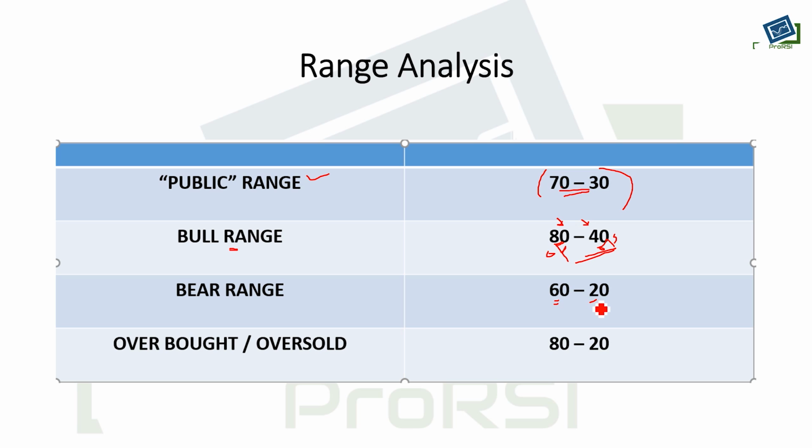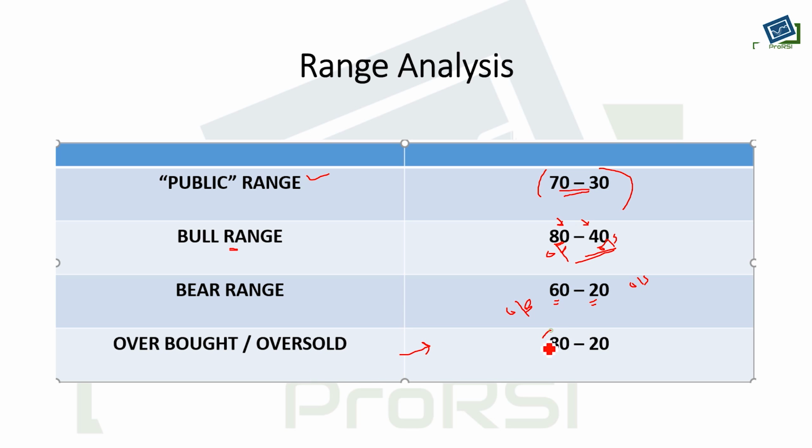So in the bear market, when the market is falling down, 60 levels become the overbought level, and 20 levels become the oversold level. So these are the ranges that it generally adopts. So this is how the range is shifted from bull to bear. From 30 to 70, in the bull market, 80-40 becomes the threshold level, and in the bear market, the 60-20 levels become the threshold levels.